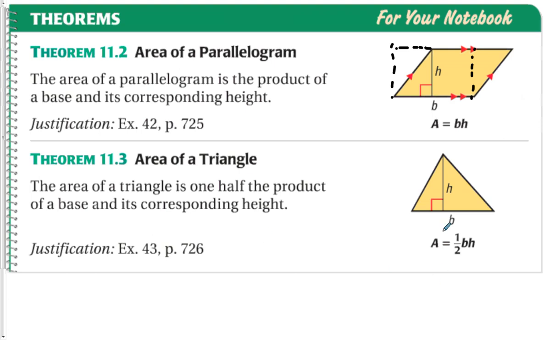Lastly, area of a triangle is half that of a rectangle, so it is area equals half base times height. Now notice height on both of these are perpendicular to the base we're coming from. That is required to find the height. We can't just take any value and call it height. We need to have a perpendicular right angle there for us.